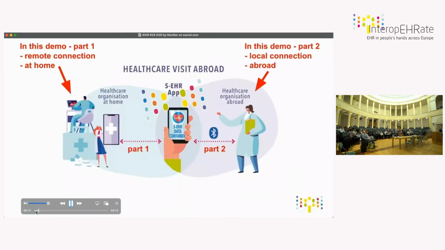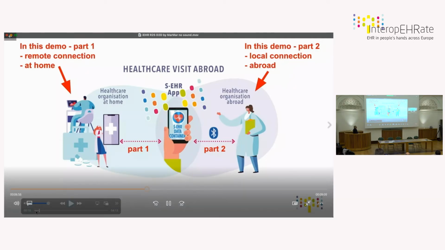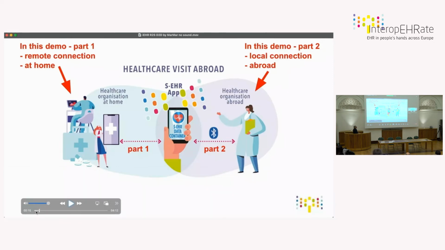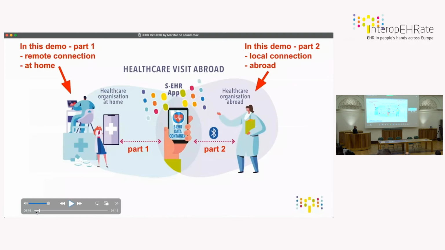Okay, for this healthcare access, the demonstration will be split into two parts. In the first part, on the left side, the patient will make a remote connection from his smartphone to some kind of central system, or regional system, or hospital. He's probably in his home country, and then he gets all of the information, a copy of that information, back on his smartphone, and then he's free to move around.